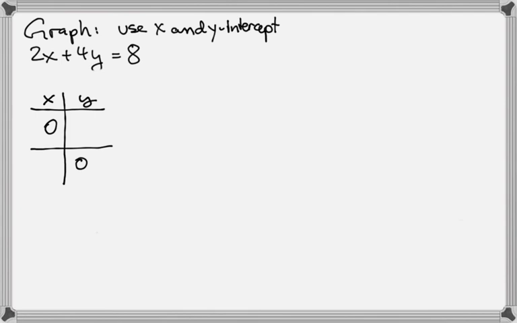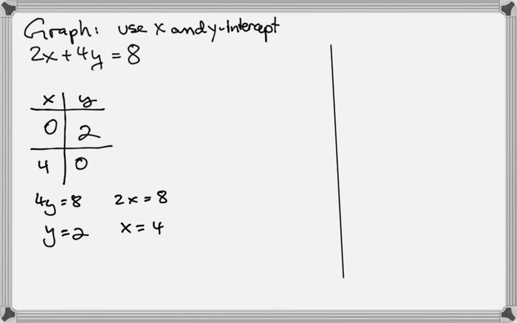So if x is 0, we have 4y equals 8. Y is equal to 2. And the other one is 2x equals 8, and x is equal to 4. There you go. That's all you need. 2 points. Connect the dots. Off you go.